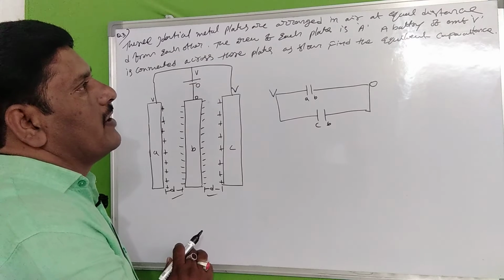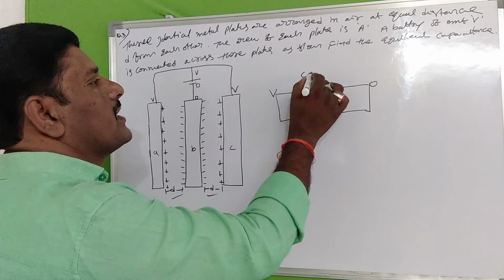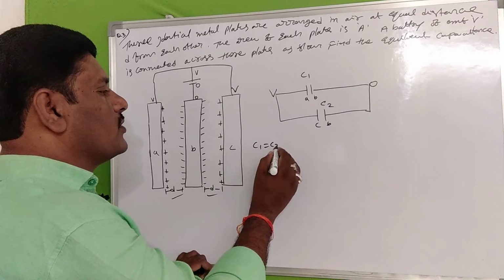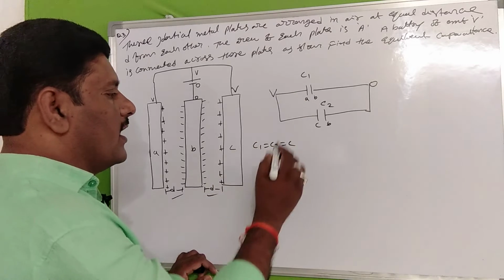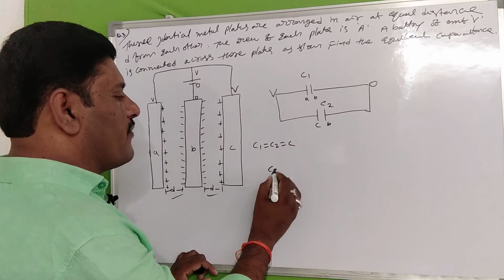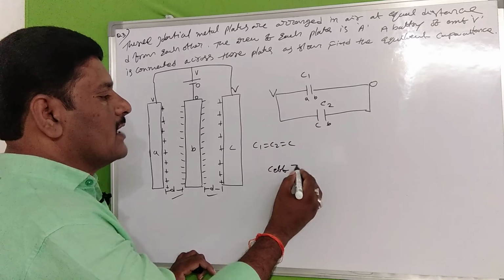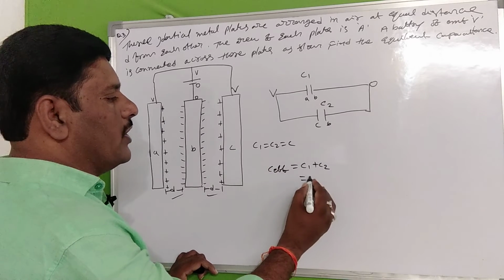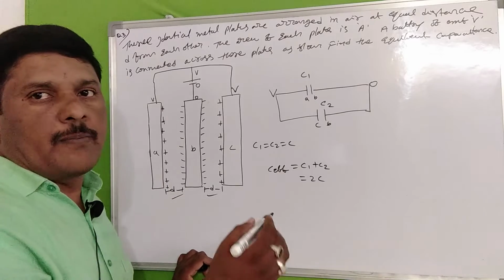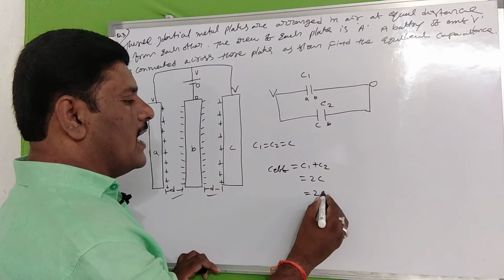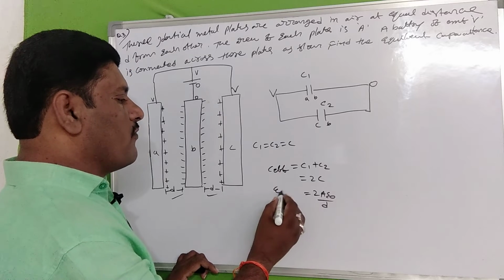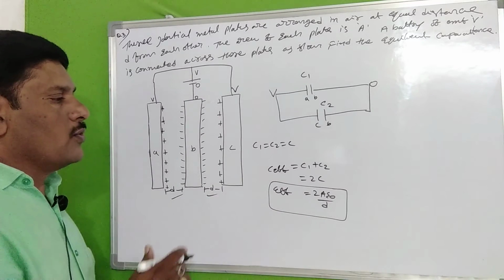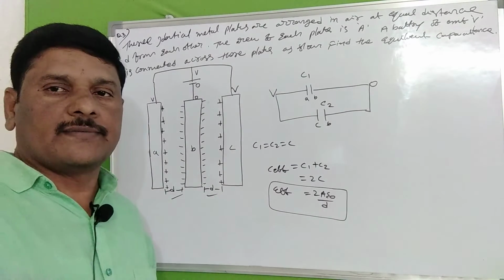According to the statement given, equal capacitance, this one is taken as C1, this one is taken as C2. So C1 equals C2 equals C. We apply the effective capacitance for parallel capacitors: C effective equals C1 plus C2, so C1 plus C2 equals 2C. Already we know that for a parallel capacitor it is A epsilon naught by D. So finally the effective capacitance between the plates is 2A epsilon naught by D, our answer.